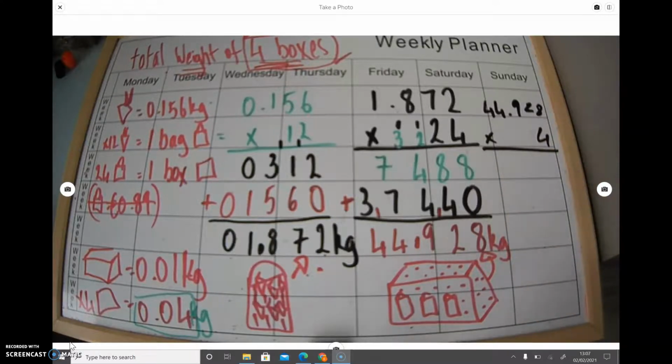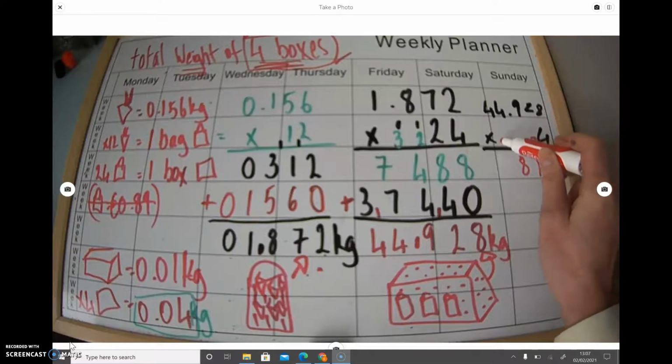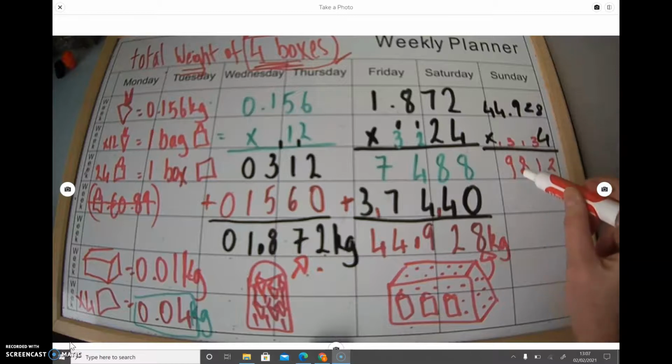Again, I'm going to use different colors. So 4 times 8 is 32. Put down my 2 and carry my 3. 4 times 2 is 8, plus 3 is 11. Put down my 1, carry my 1. 4 times 9 is 36, plus 1 is 38. 4 fours are 16, plus 3 is 19. 4 fours are 16, plus 1 is 17.